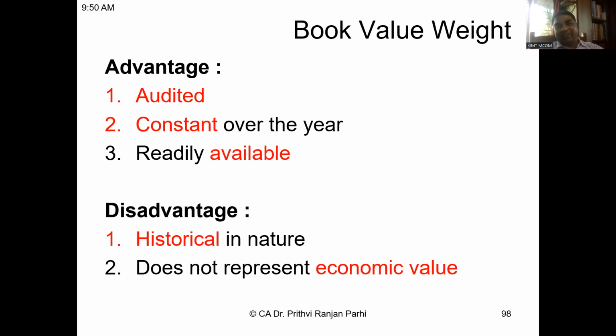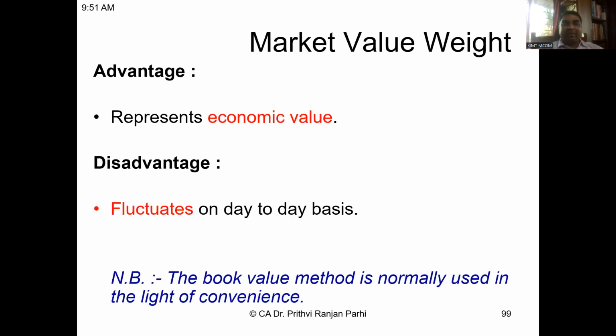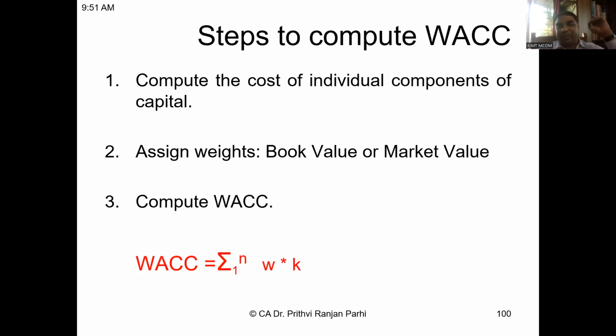Book value weight has got advantages. They're audited, they're constant, they're readily available. But the disadvantage is that they show historical values. They do not really represent the real economic value. Market value represents economic value, the real worth of that instrument, but it fluctuates on a day-to-day basis. So for the sake of convenience, in most cases we take the book value.